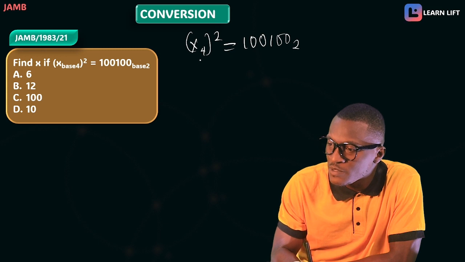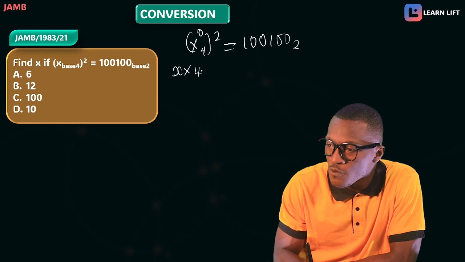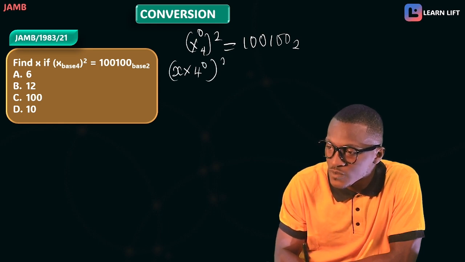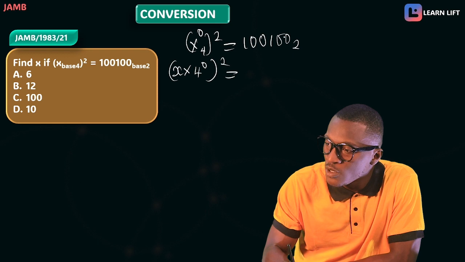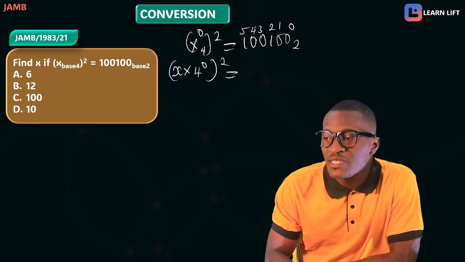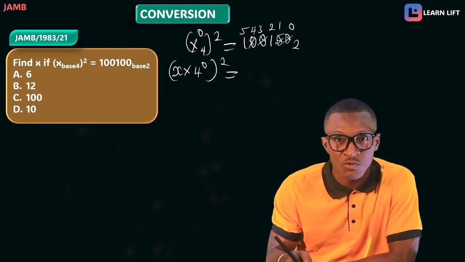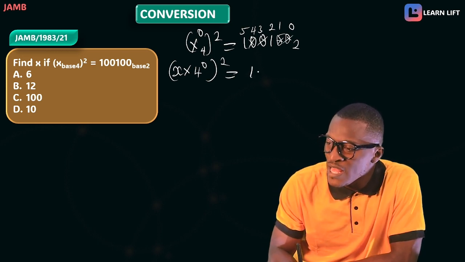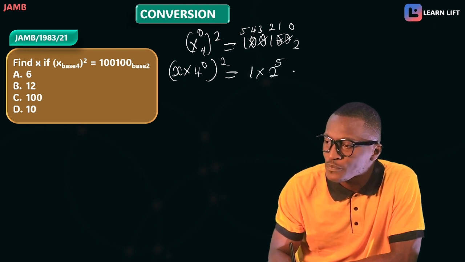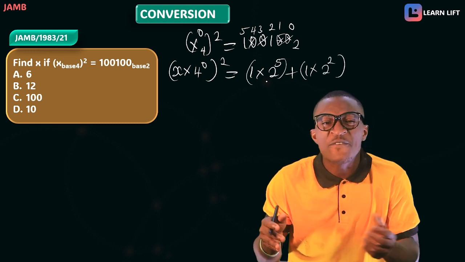Now here is position 0, right? So that's the same thing as saying x times 4 raised to power 0. Remember everything is squared. On the right the positions become 0, 1, 2, 3, 4, 5. Everything that has 0 we cancel, because 0 times anything becomes 0. So this now becomes 1 times 2 raised to power 5 plus 1 times 2 raised to power 2. Remember we'll bracket it for efficiency.